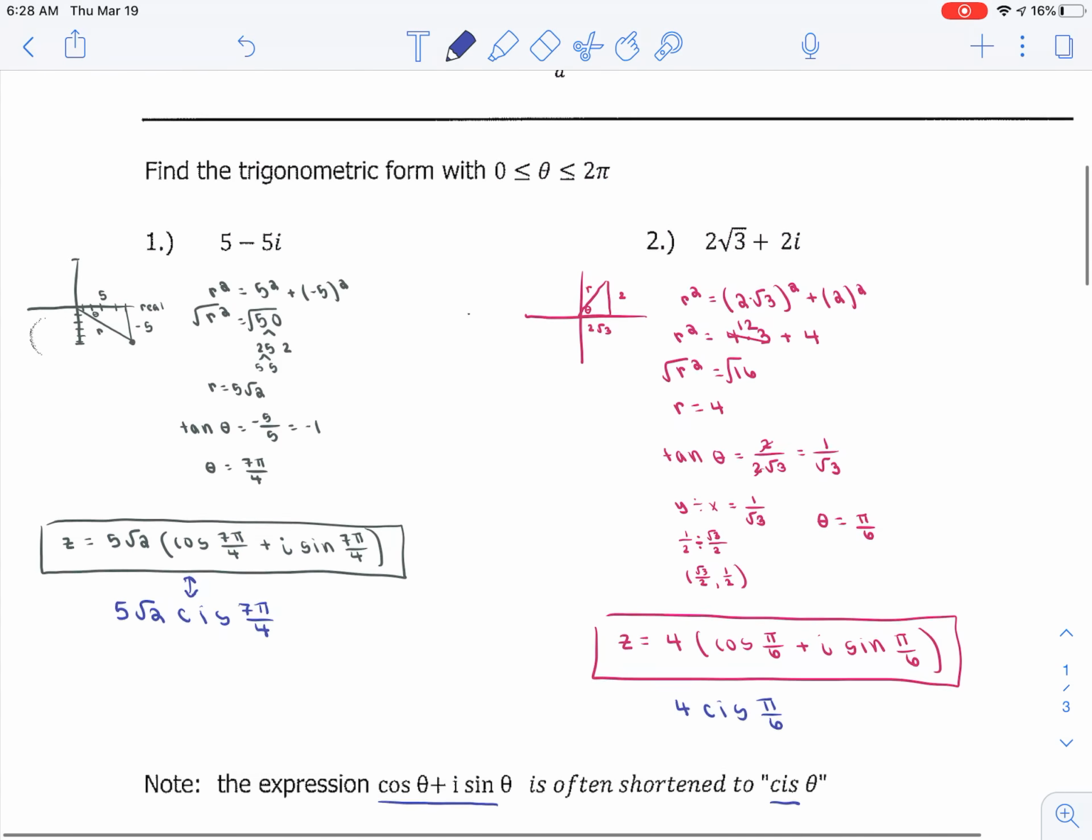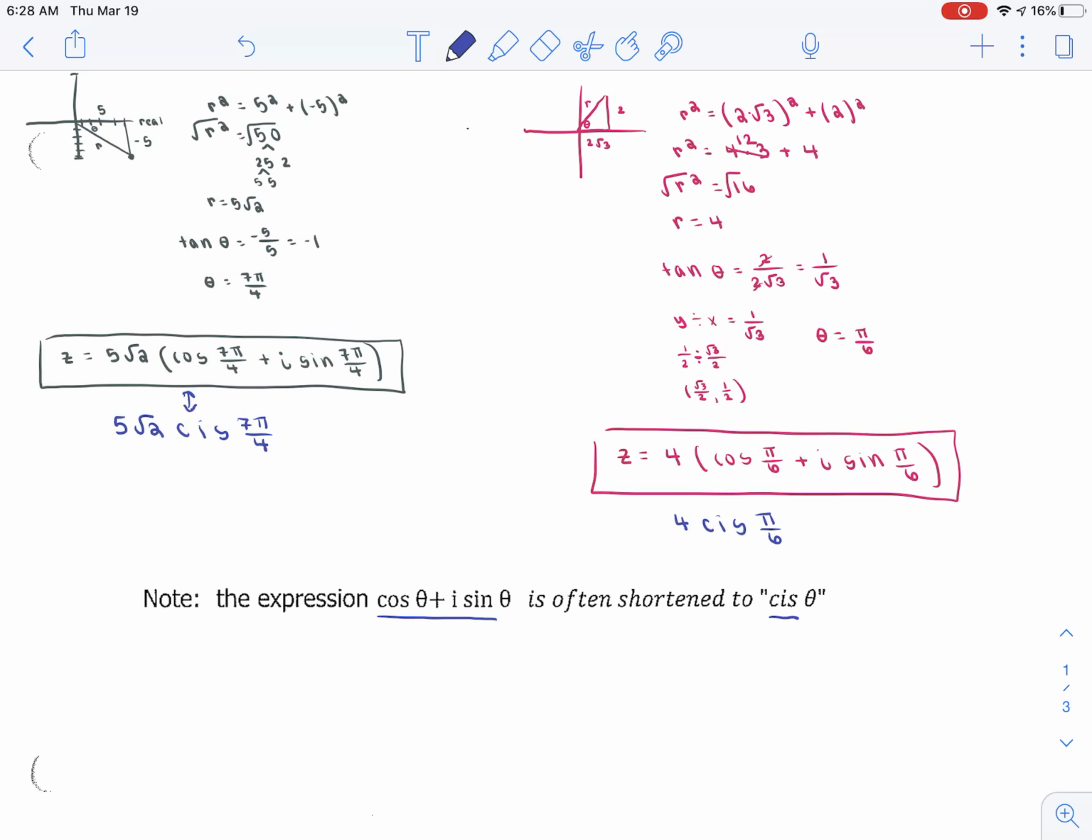So that is the front page of the notes. I'm going to stop the video here, and then I will create a second video for the backside.